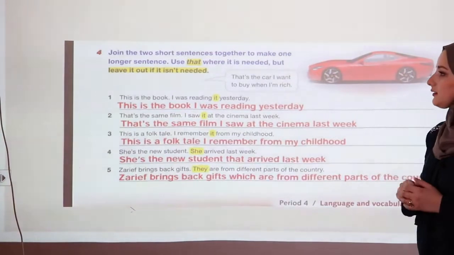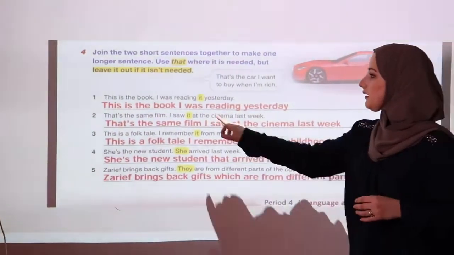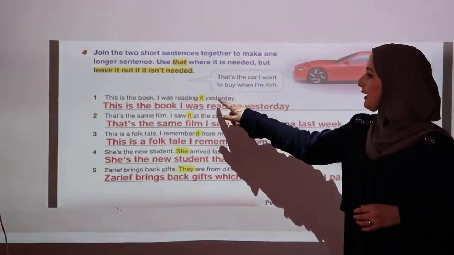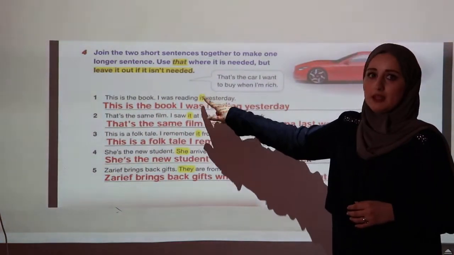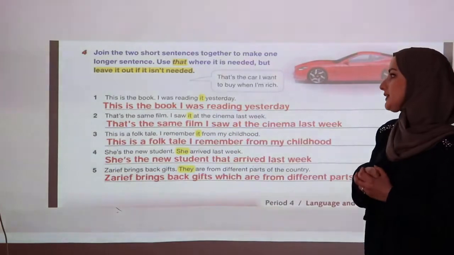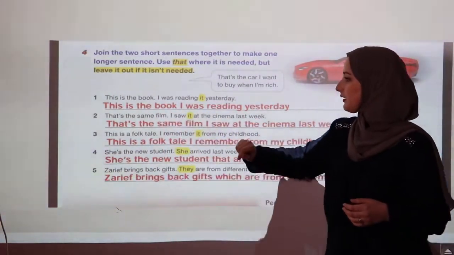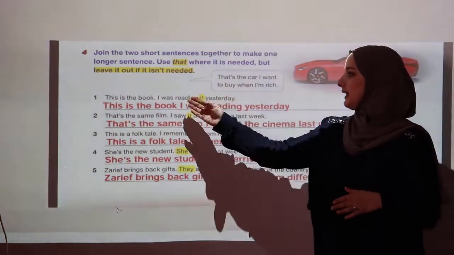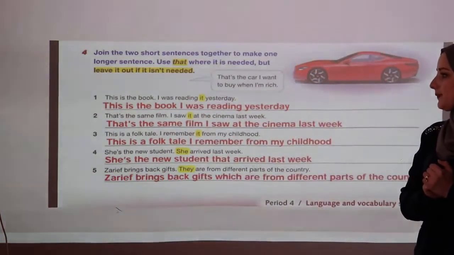Let's start. This is the book. I was reading it. Look at the second sentence. We have an object pronoun, then yes, we can drop the relative pronoun. This is the book I was reading yesterday. There is no need to use that in this sentence.